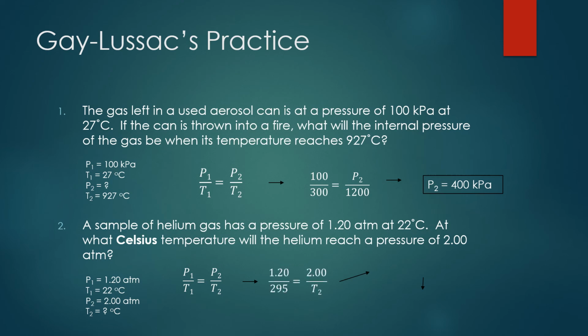So when you set it up, you should have gotten 1.20 divided by 295, because I converted to Kelvin, equals 2.0 over T2. When you solve this out, you should have gotten about 491.667 Kelvin. Now remember, your question wants you to put it in degrees Celsius, so I'm going to subtract out the 273 to get a final temperature of about 219 degrees Celsius.